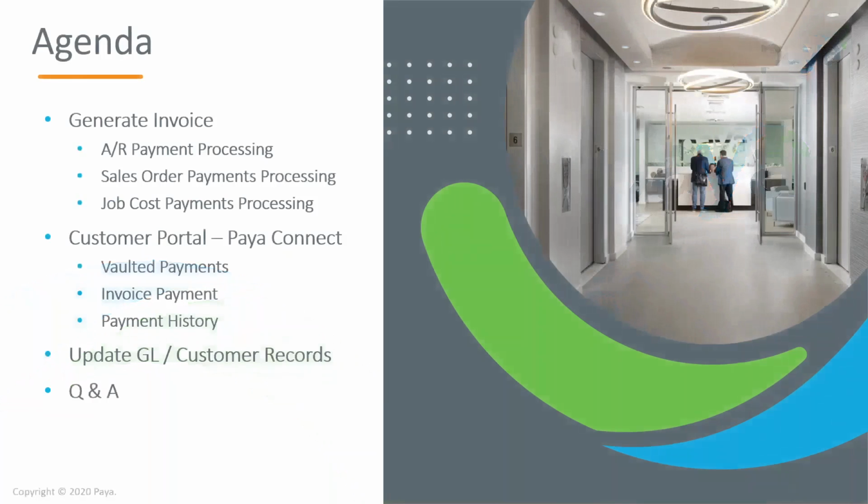The integration that we offer here at Paya is integrated into the accounts receivable module as well as sales order and job cost. So today we'll take a look at that integration. We'll also take a look at the customer portal that the consumer will have, the option of making a payment from. And then finally, we'll take a look at the Sage 100 steps to take to update the general ledger as well as the customer's records.